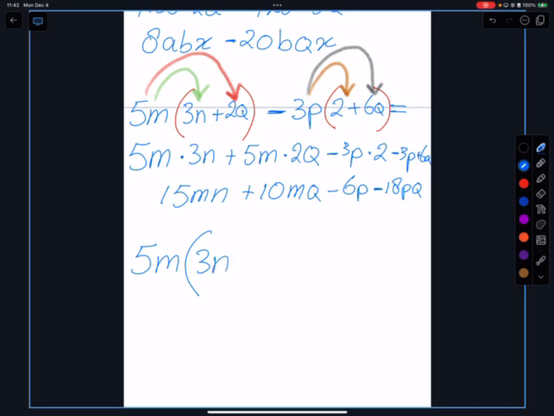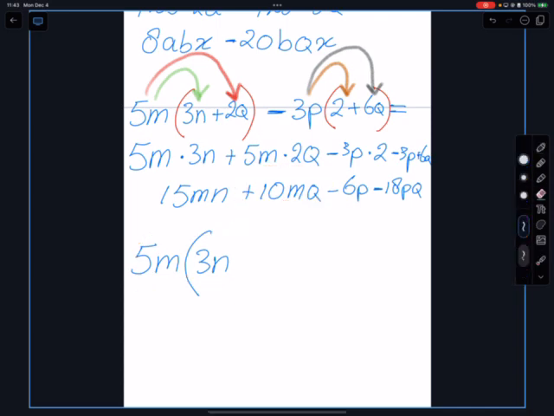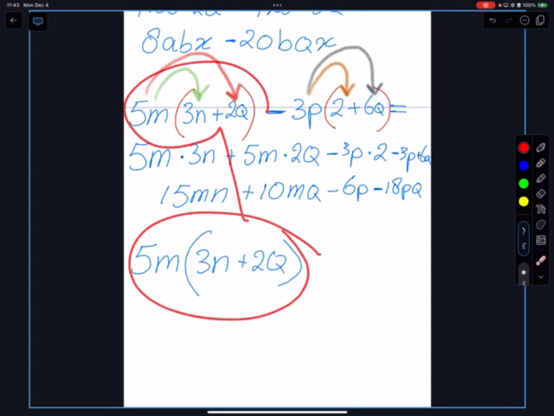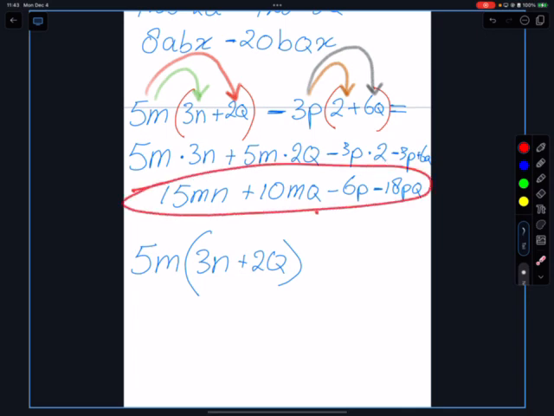It becomes 3N, correct. What happens when you divide 5M with positive 10MQ? It becomes positive 2Q. As you can see, we are going back to the original. You can check. Yes, but this one is factorized. So you get it like this, and you have to turn it into that.